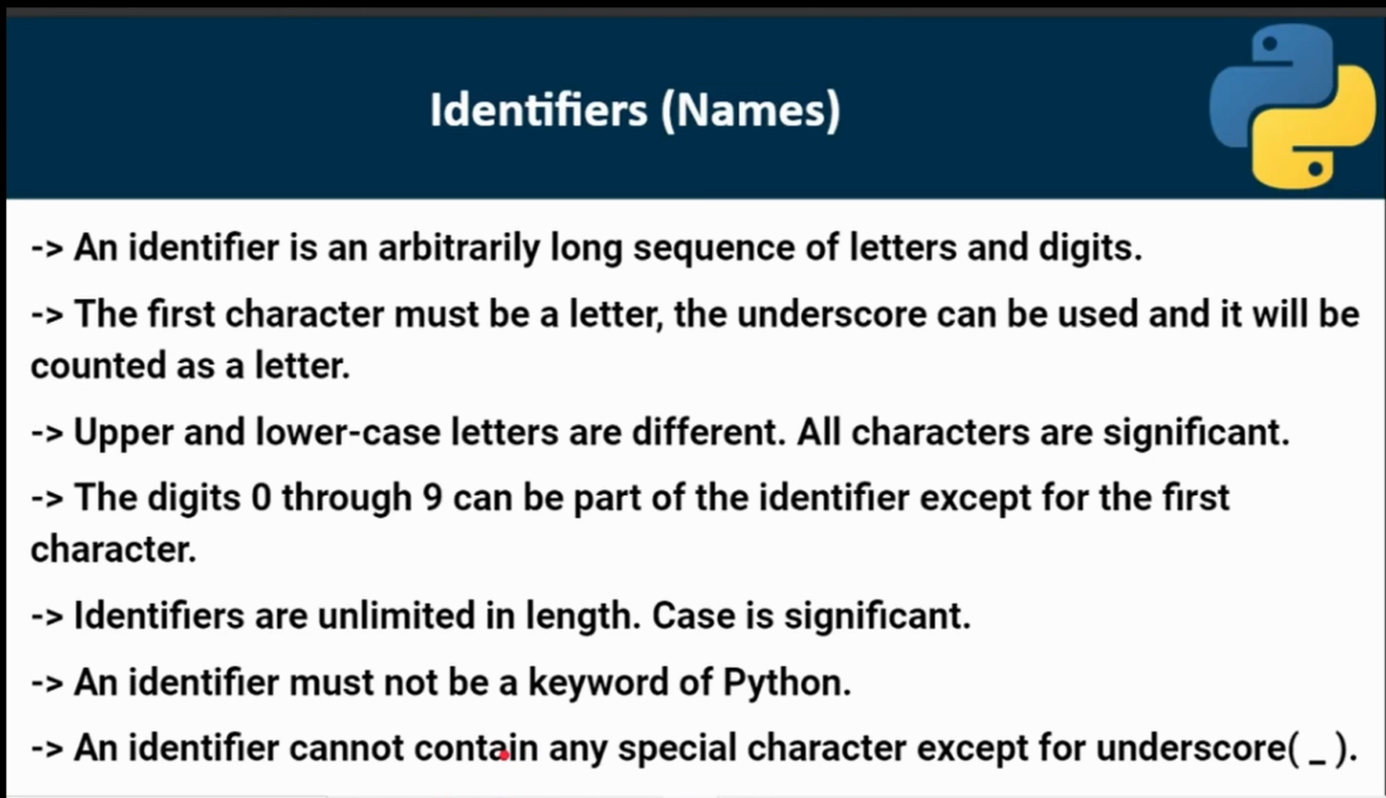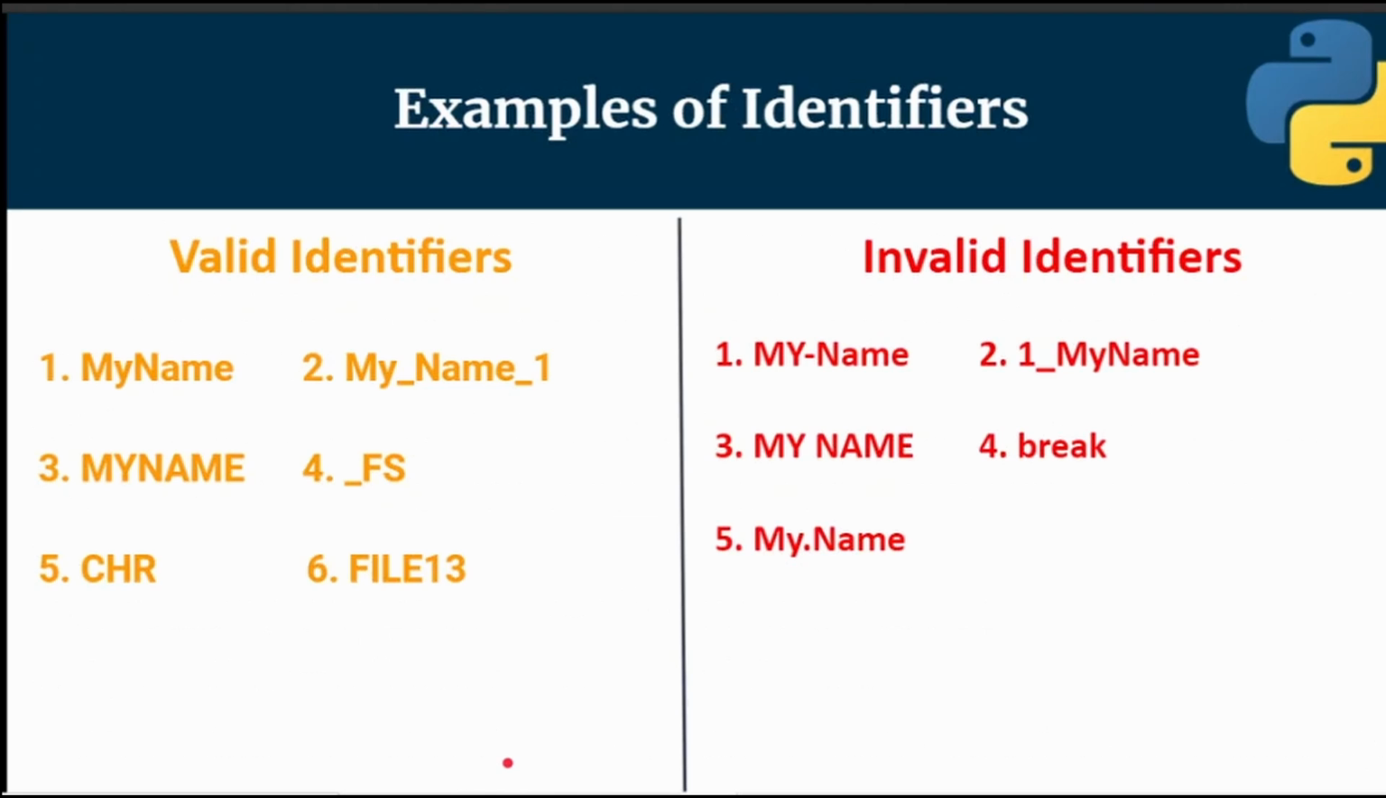Okay, so why do we require identifiers? Identifiers are used to store values temporarily. Next, come to some examples of identifiers. Some valid identifier names are written over here. First, myname, as you can see, there is no space. Capital letters and small letters can be used. Here underscore is used 2 times, and MYNAME in capital letters. Then a variable name starting with an underscore, and file13, where an identifier name can contain a number but it cannot start with a number. Then we have chr, which is a valid identifier name.